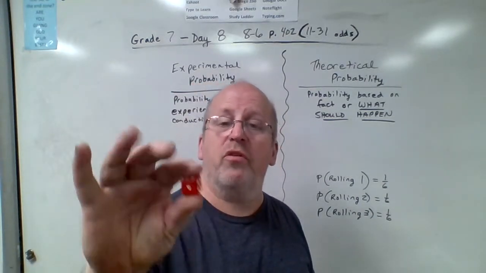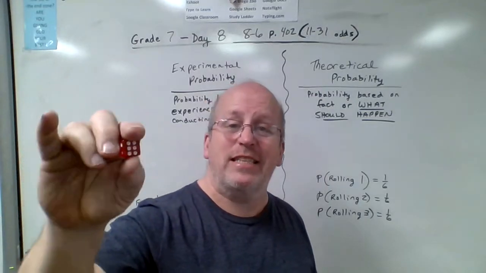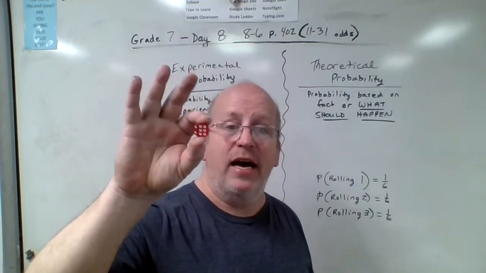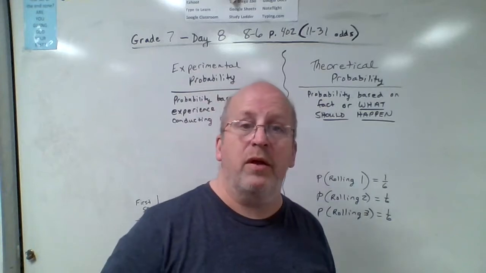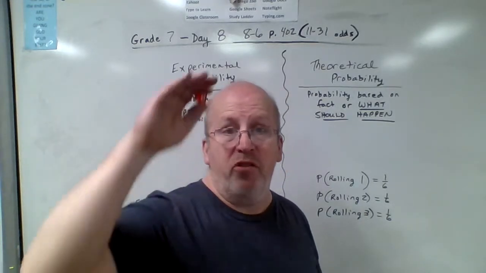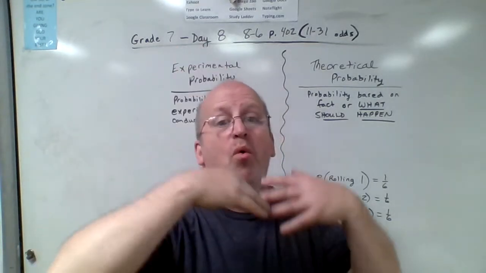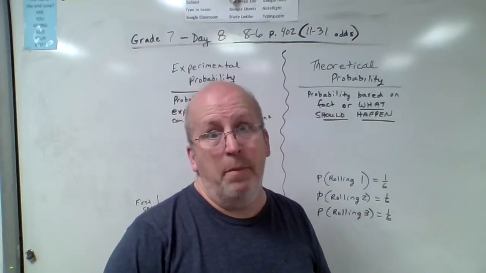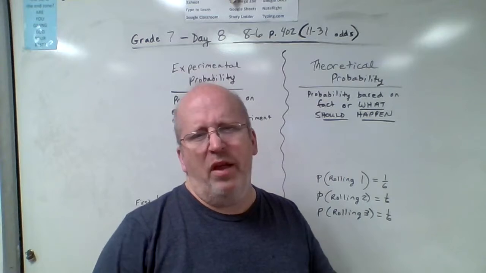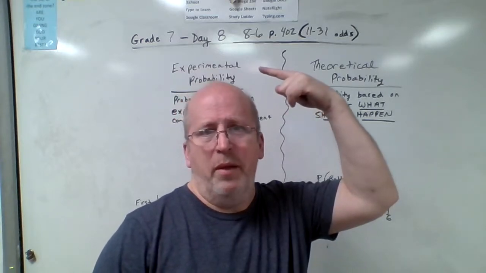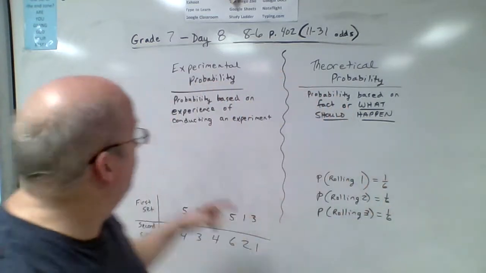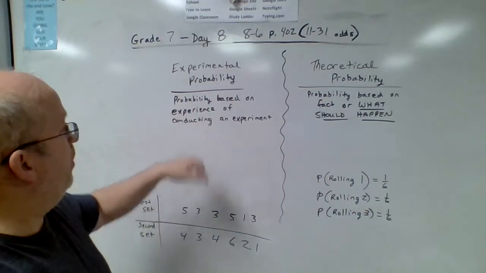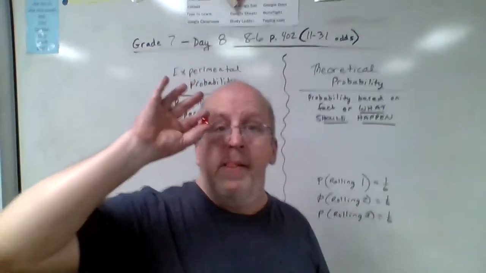If I said to you, what's the probability of rolling a 6 on this die right now, if I throw it on the table in front of me, you'd say 1 out of 6, because there's one favorable outcome over all of the outcomes, which are 6 in number. Now, what does that mean when we talk about experimental probability, the other term? The probability based on experience of conducting experiments.